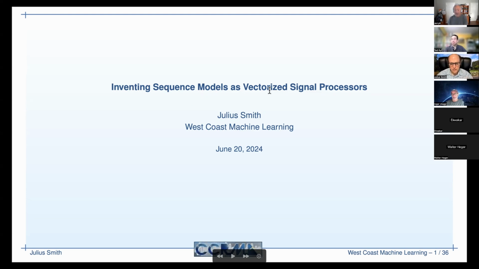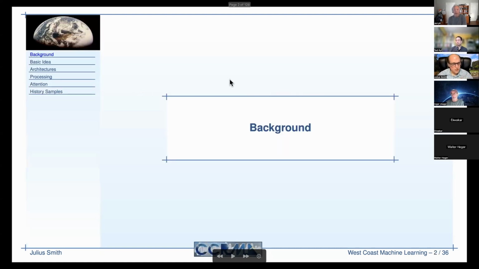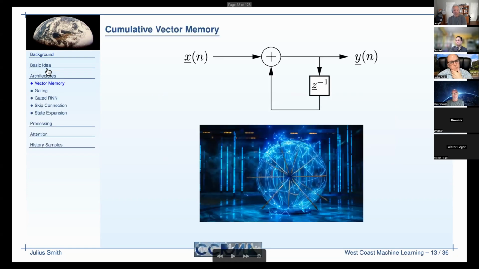So you just think of the vectors as signal samples, and all the processing that happens is in a signal processing context. And with that point of view, a lot of ideas flow forth. So let's see what we have. We got about this far, we got to this point, and then we introduced gating.